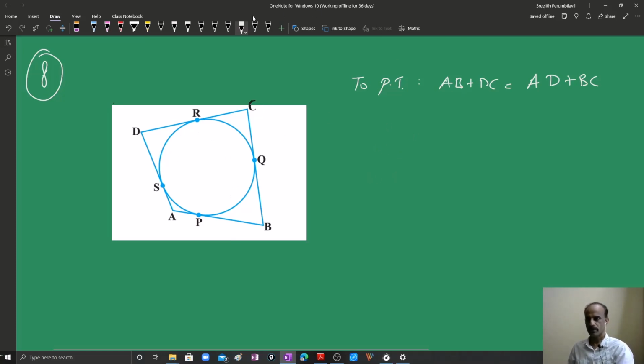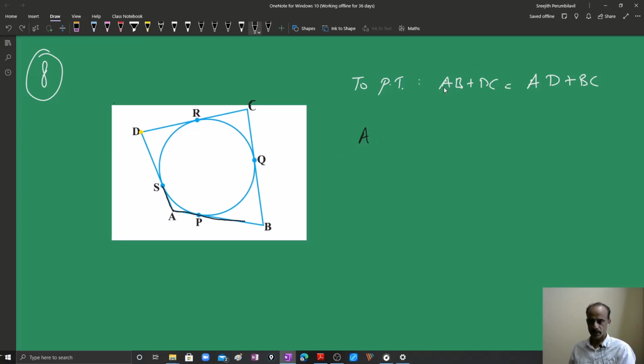Now, when you look at this point, I will just change the color. These two are actually tangents, when you look at D as an external point. I'll start from this point P. AP is a tangent. AS is also a tangent. I am very careful when writing. This is the trick. We want AB plus DC on one side and AD plus BC on the other side. Often students make mistakes and get messed up.